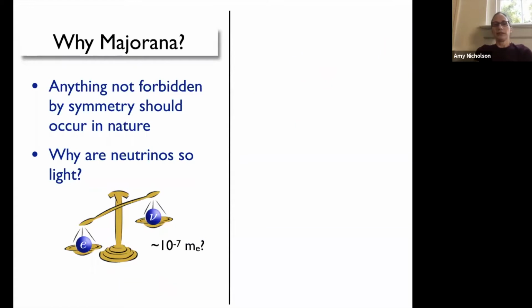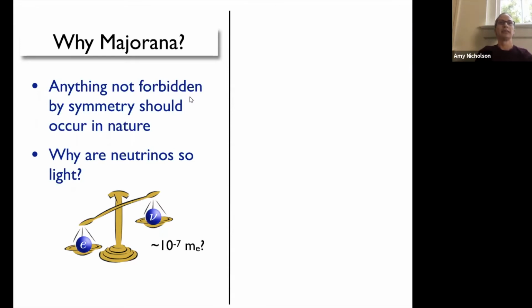Why might you think that neutrinos are Majorana? We haven't observed elementary particles that are Majorana. All the ones that we know of are Dirac. But there are some compelling reasons why we might expect them to be so. The first is just that anything not forbidden by symmetry should occur in nature.